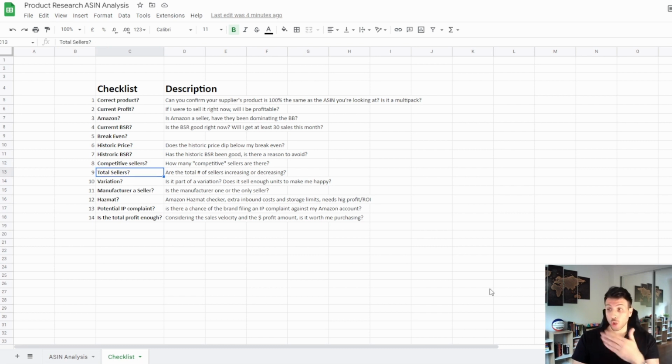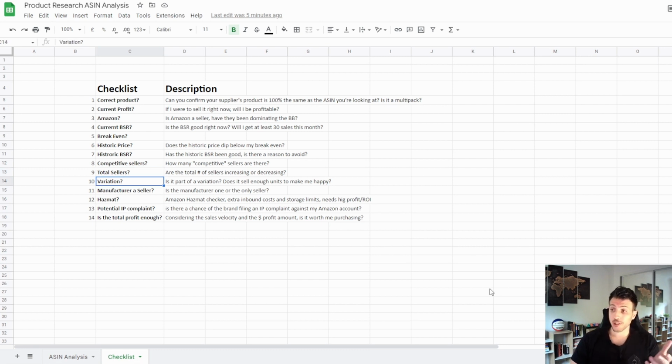But we also have to look at total sellers, which is the next one. If there are many total sellers, say 40 sellers on a listing, but only 2 are in the buy box, expect those 40 sellers to soon go into the buy box, because they're going to have to drop the price so they can become competitors and actually sell their products as well.